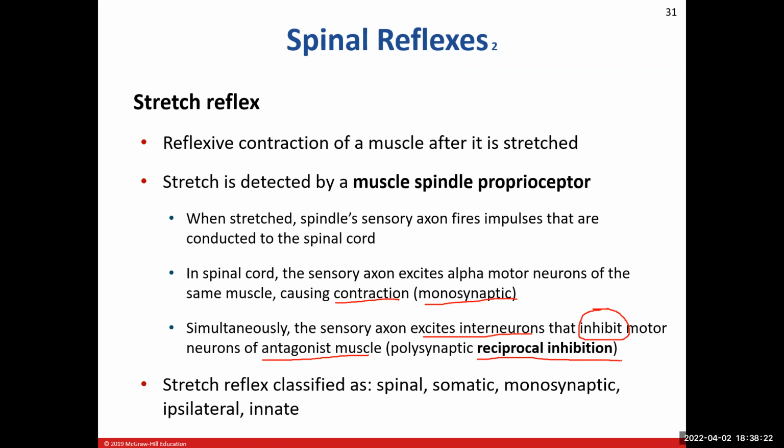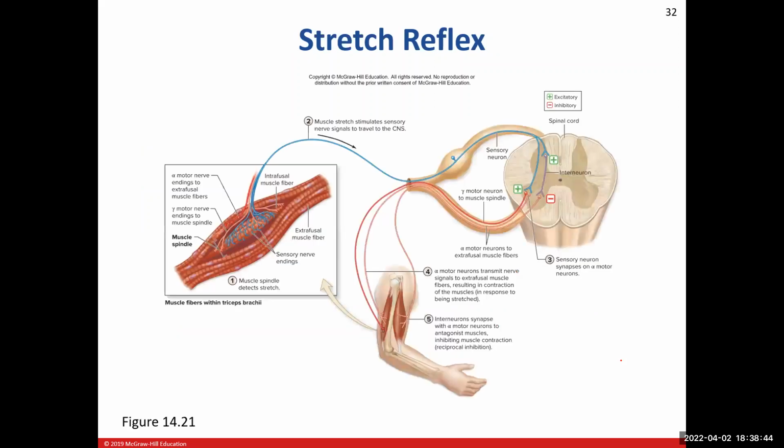So when we classify the stretch reflex, it's going to be a spinal reflex, it doesn't involve the brain. It's somatic because our effector is skeletal muscle. It's monosynaptic because the sensory neuron is going to synapse directly onto the alpha motor neuron. It's ipsilateral, it's all on the same side. And this is one of those reflexes that you're born with. So let's take a peek and see.